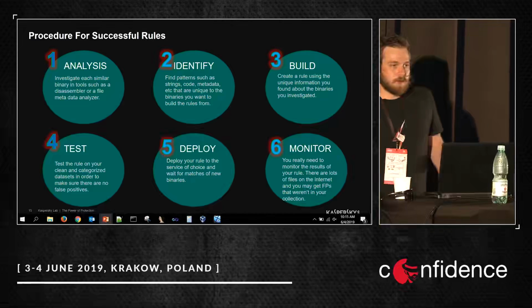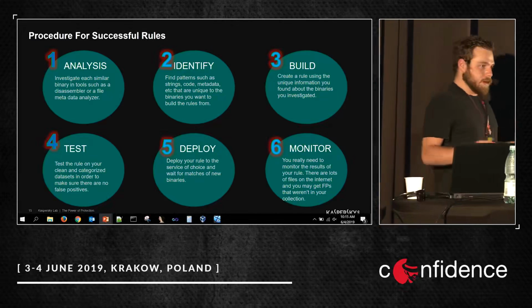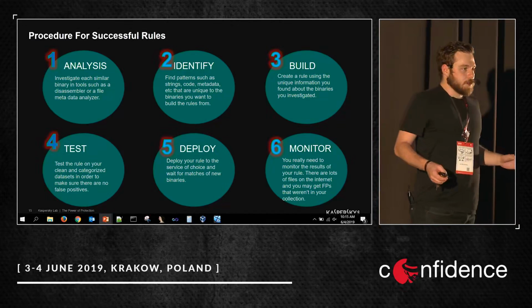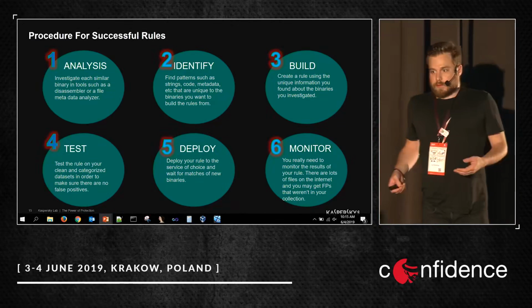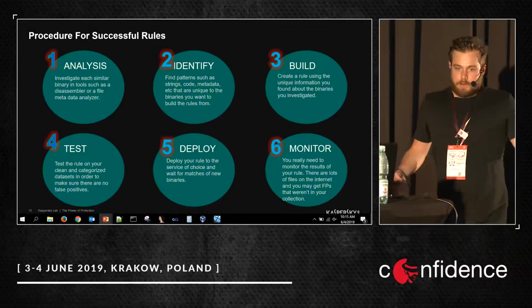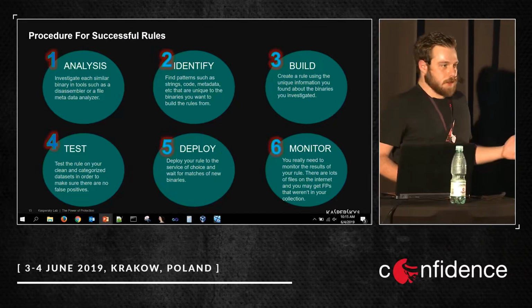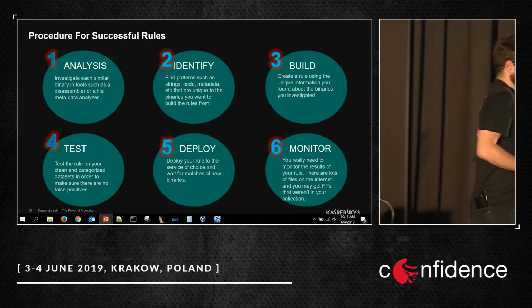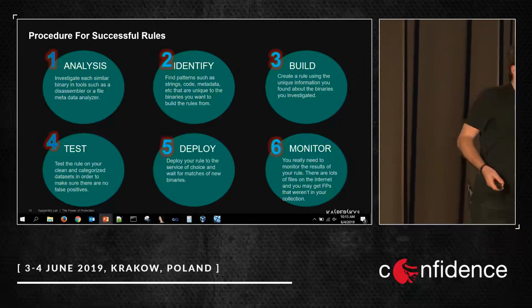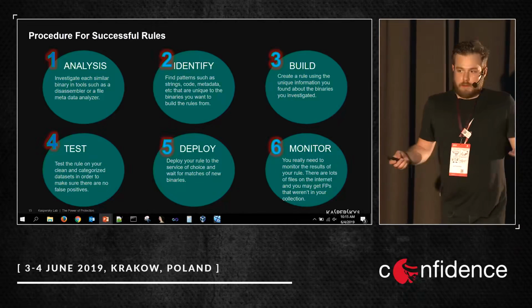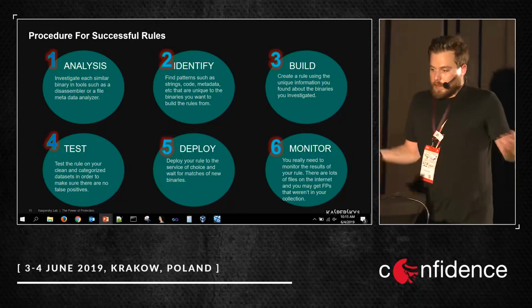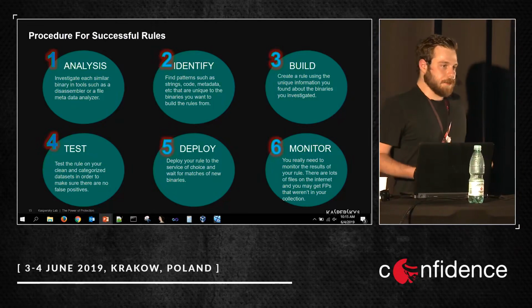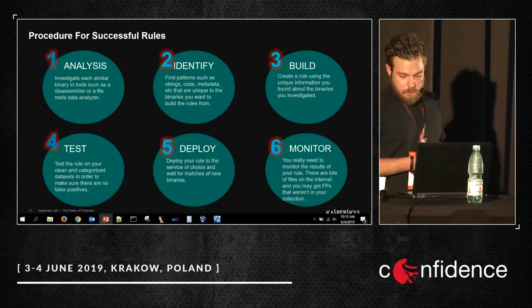Now you want to deploy the rule. At this point, maybe it passed all your tests and you don't have any false positives. But there's a lot of data out there on the internet. So maybe you put it up to VirusTotal, and you start getting a lot of false positives. This used to happen to me a lot because we didn't have much data. So you want to monitor the results you're getting from searching it on VirusTotal for false positives, and maybe you have to adjust something in your rule.